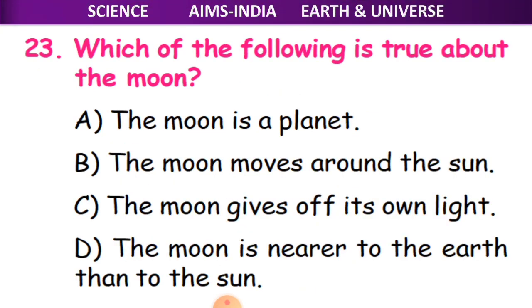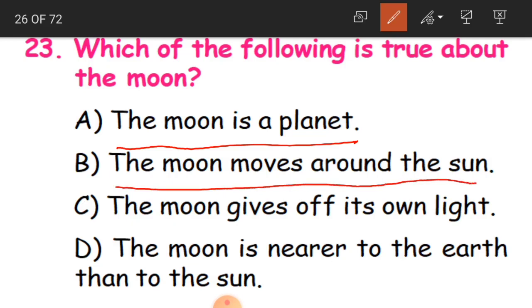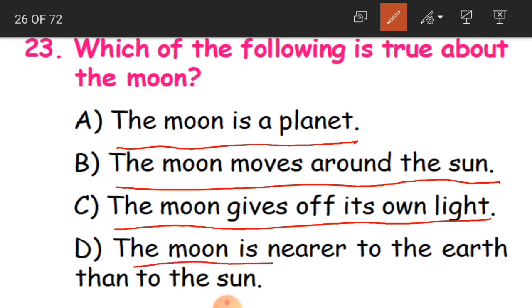Now, 23rd one. Which of the following is true about the moon? The moon is a planet. The moon moves around the sun. The moon gives off its own light. The moon is nearer to the earth than to the sun. So D option is the correct one, children. Clear? D is the correct one.